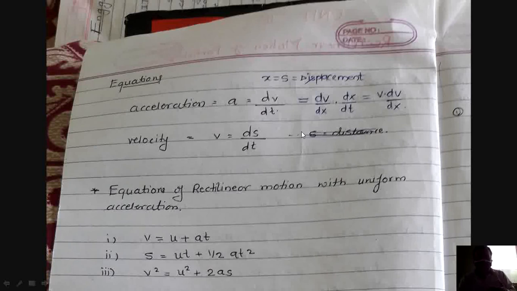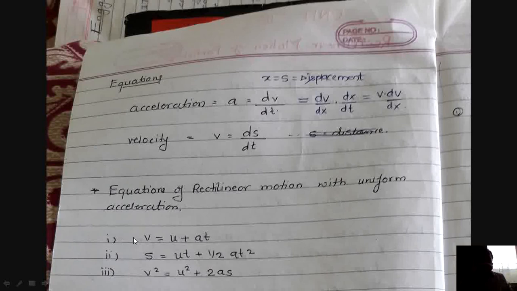dx by dt, that is ds by dt, with x or s as displacement, is the velocity. v dv by dx is the acceleration. That is the equation: acceleration is equal to v into dv by dx. So here we will integrate this and we'll get the following equations.